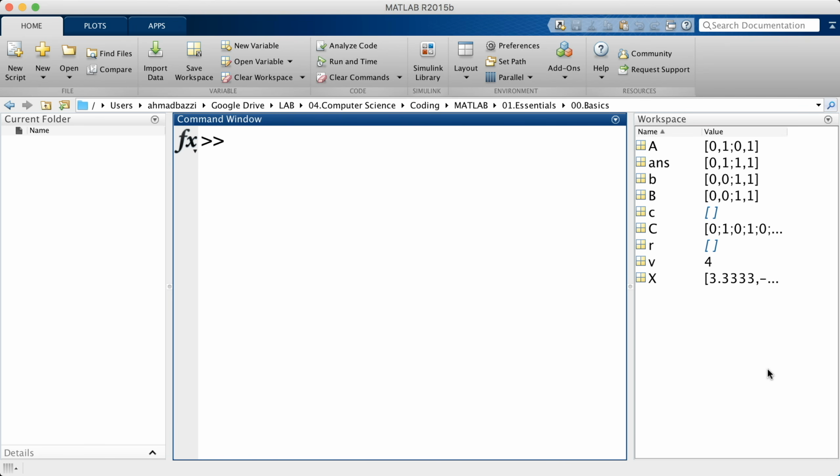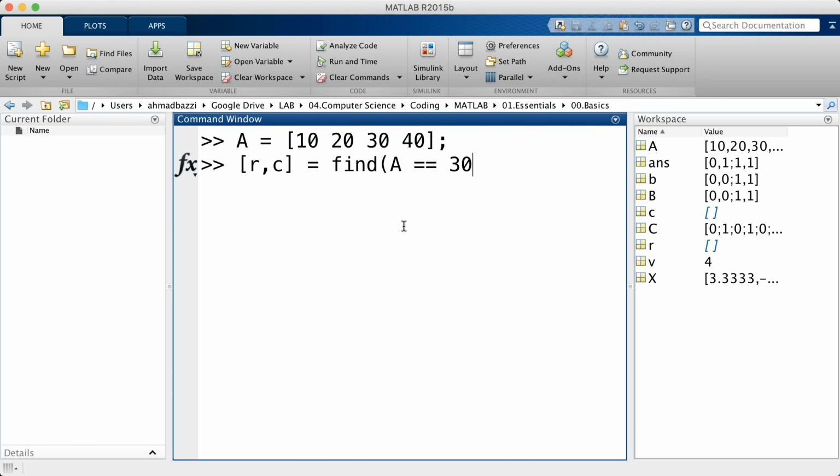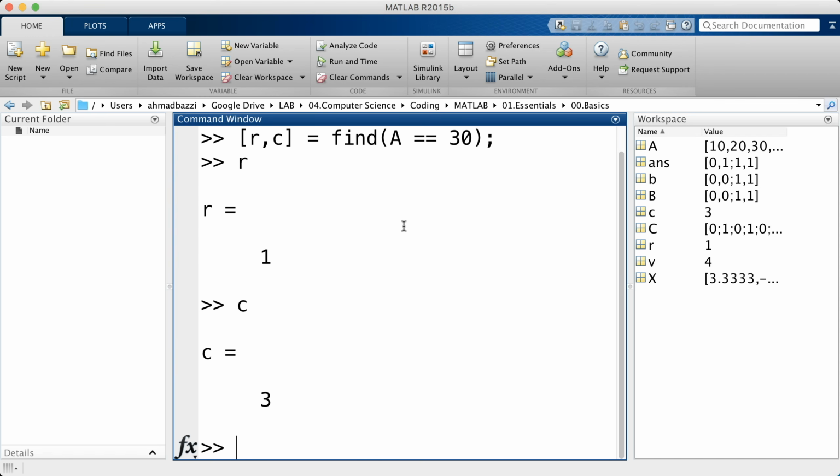And you've got the find function. So let's say I've got this vector, and I'd like to find the entries, or the indices of entries, that fulfill a certain condition. So I'd like to find, in other words, the row and column indices of, for example, entries that are equal to 30. R would be 1 and C would be 3.